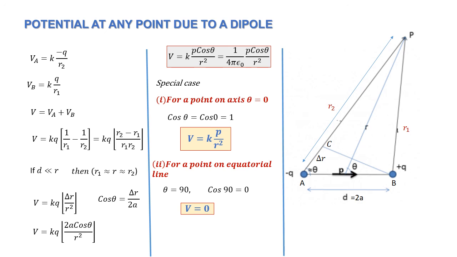So this is the general expression for potential at any point due to a dipole.